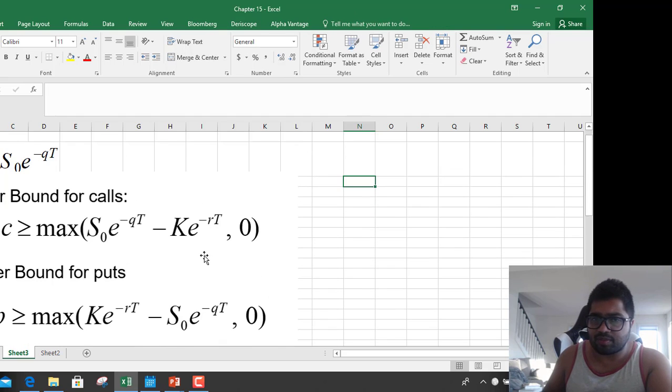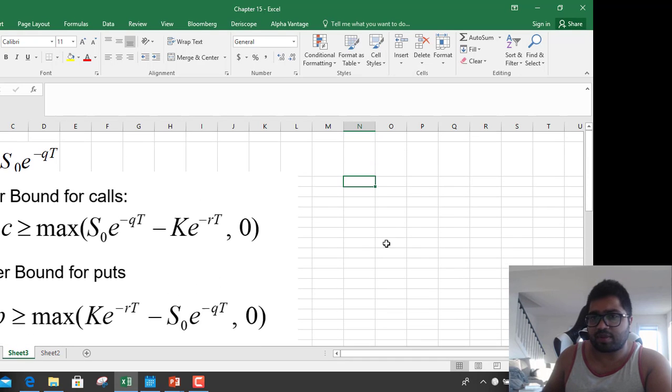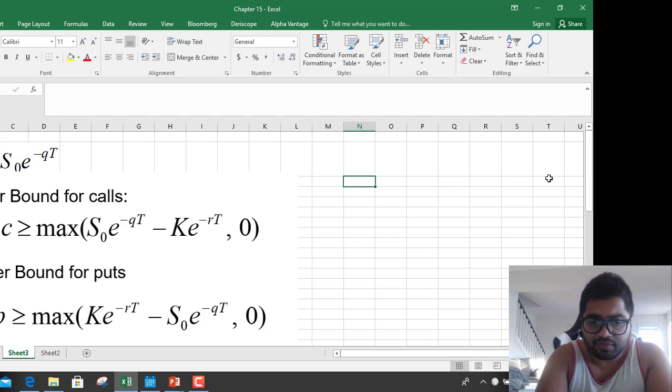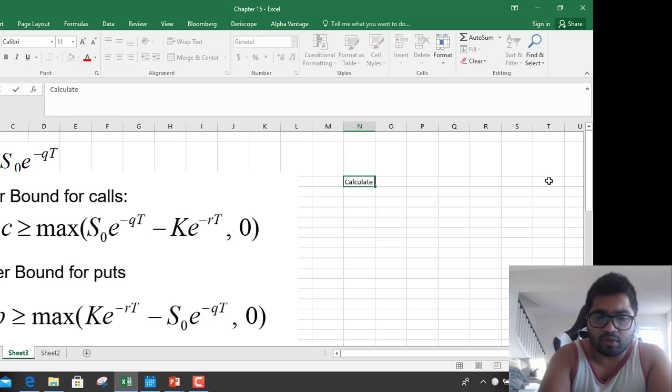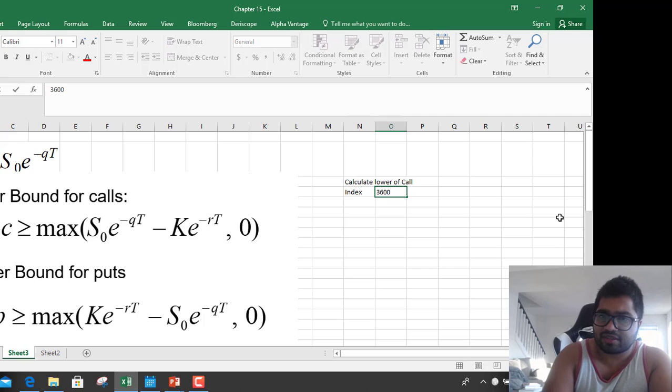So let's do some problems for calculating lower bounds of calls and puts, and calculating using put-call parity. Assume you're given a question: calculate the lower bound of a call when the following details are given. Stock price S0 is generally the index price, so let's do it on the S&P 500. 3600 is the index price right now. K is the exercise price, so let's say 3500 is the exercise price.